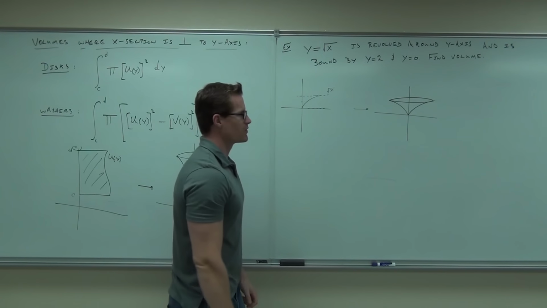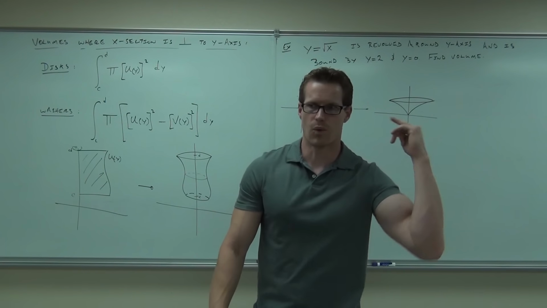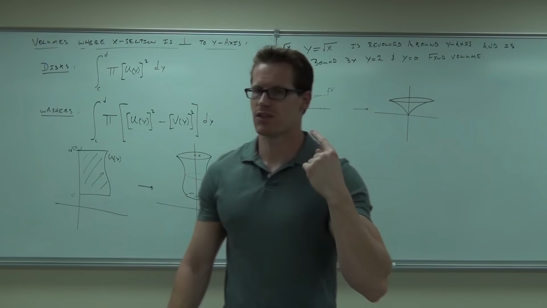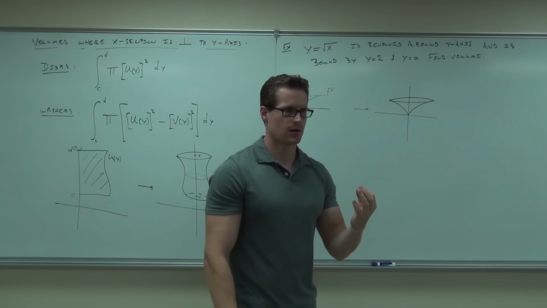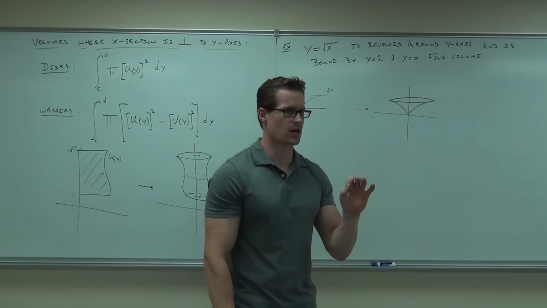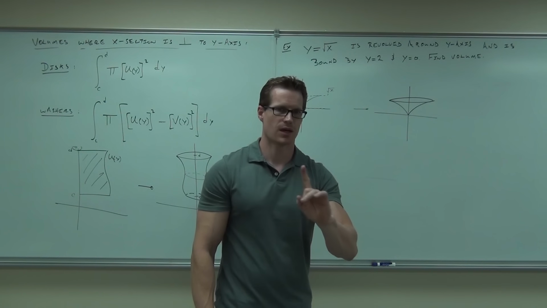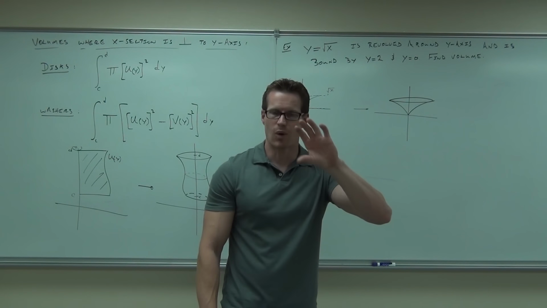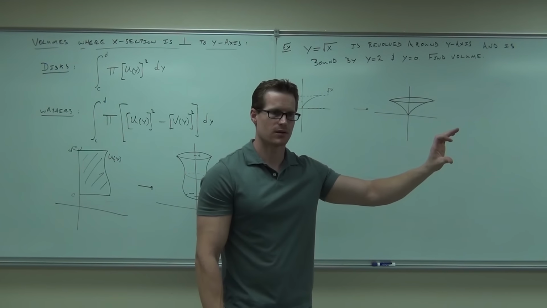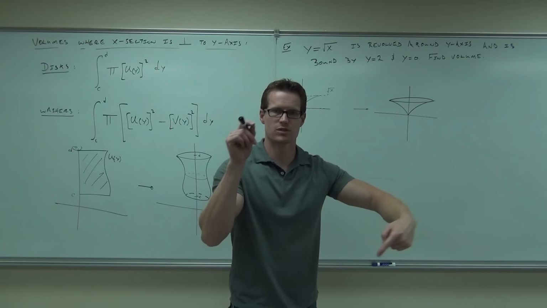Now here's the issue. I'll give you a little note as well. When you're revolving things around the y-axis, you need to have them in terms of y, which means you need to solve for x. Don't let that confuse you. I'll say it one more time. When you're revolving around the y-axis, it's got to be x equals something in terms of y. Does that make sense?